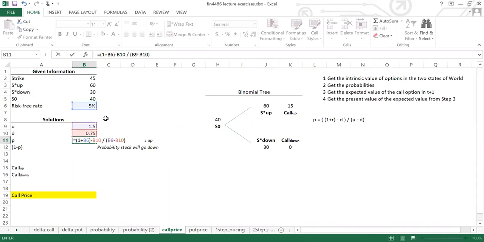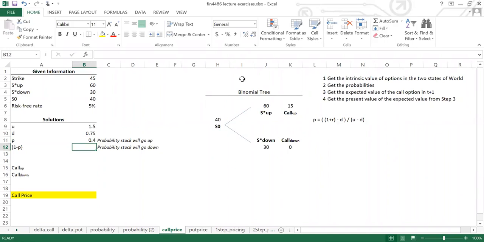And then let's remember, it is always good to get that numerator in parentheses, right? So now we have this probability, what is that probability that the stock price will go up, and we know that the probability that the stock price will go down is simply equal to 1 minus this.